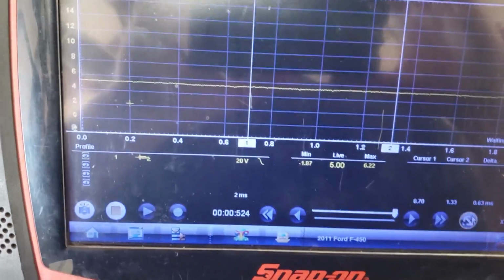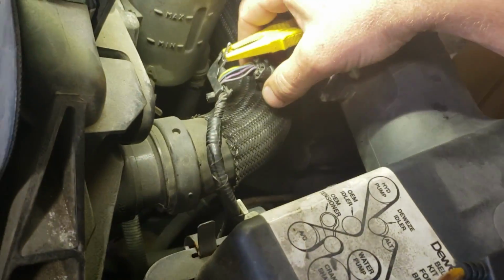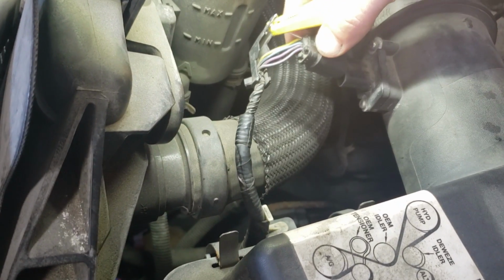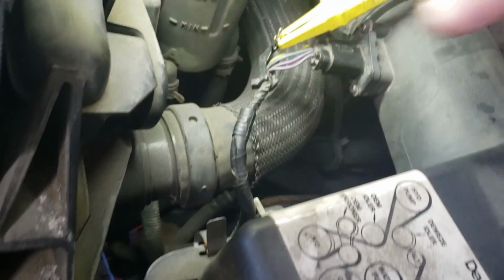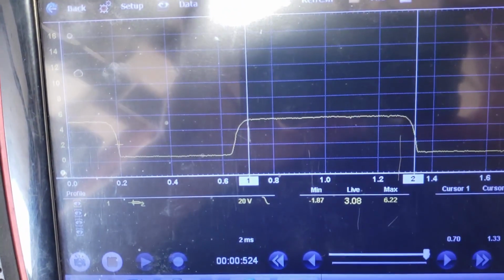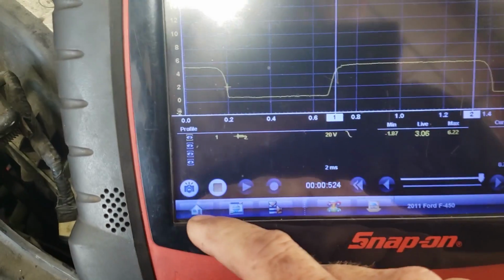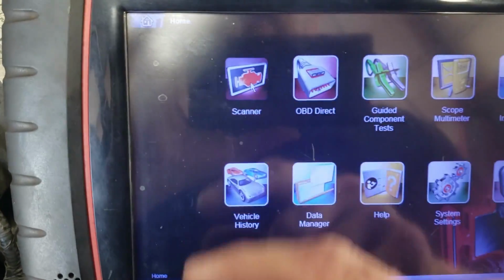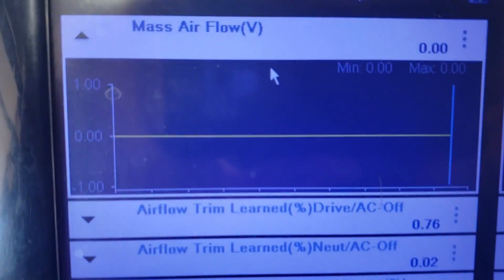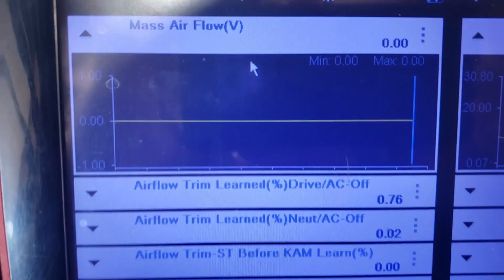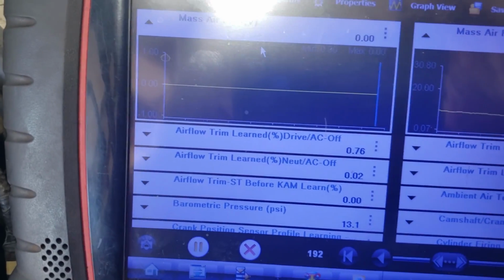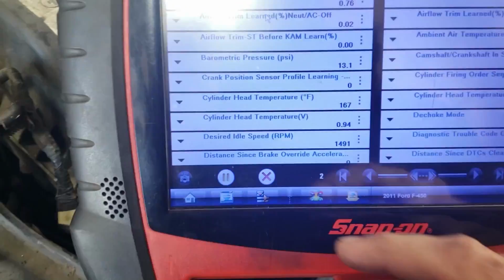So what that answers is there's nothing wrong with the harness. The wire from the computer to the mass airflow is perfectly fine. There's your variable frequency signal. So now back to the scanner. Why does the scanner show 0 volts on the MAF? Because this is bad data. It's lying to us, Rich. There's nothing wrong with this car.